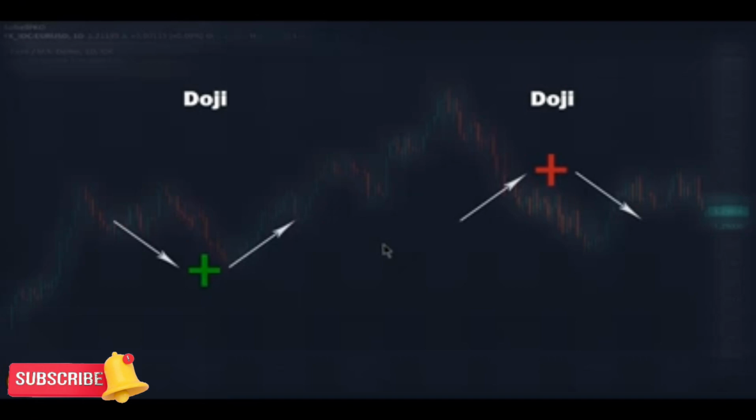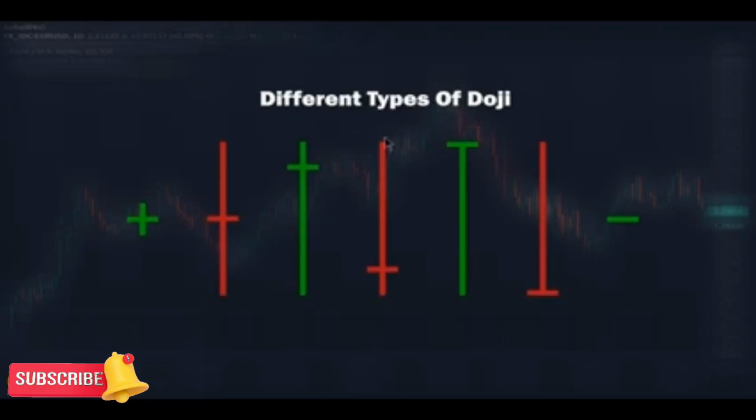Dojis are mostly considered in combination with other candlesticks in the form of a pattern, which I'll explain in next episodes. We have different kinds of dojis, and not all of them show indecision, and some of them are naturally bullish or bearish. There are 7 kinds of dojis. The first one is the one that we just discussed, and it's called common doji, plus sign doji, or doji star.